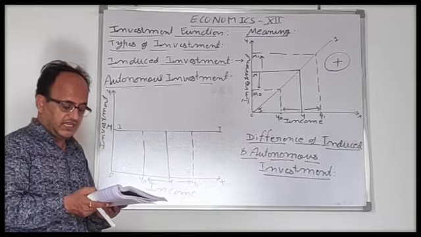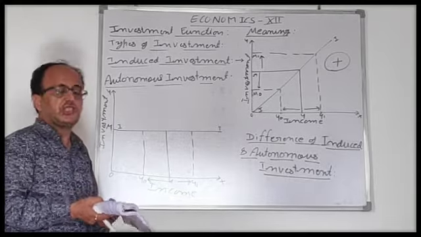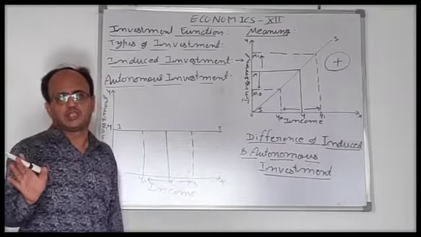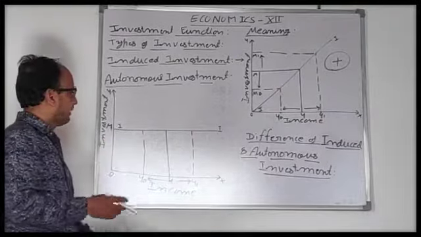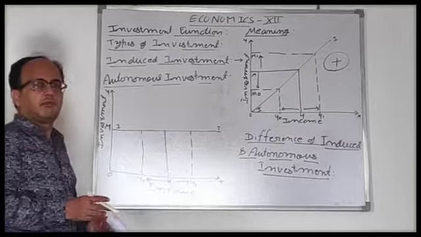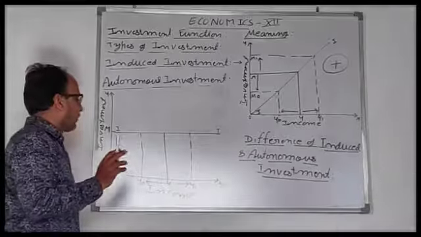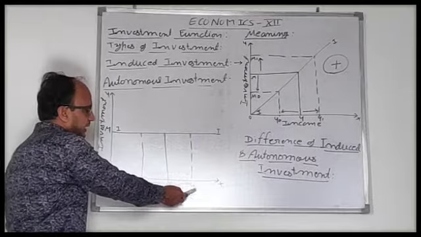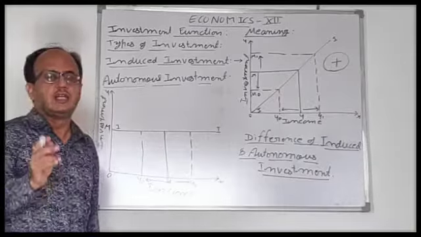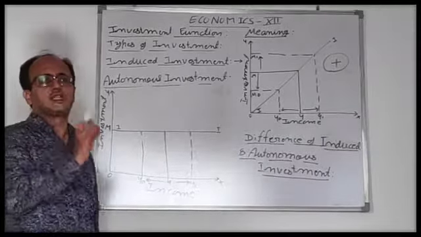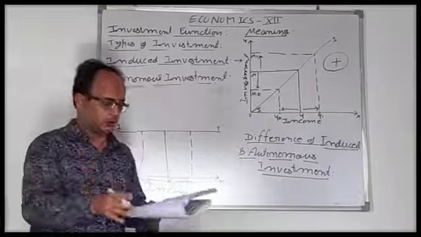Autonomous, it is unaffected by the change in income level or it's income inelastic. Either income increases or decreases, this investment remains constant. अगर हमारा इनकम बढ़ता है या कम होता है, इन इन्वेस्टमेंट में कोई चेंजेस नहीं आएगा। अगर हमारा इनकम बढ़ रहा है या कम हो रहा है, पर इन्वेस्टमेंट में कोई चेंजेस नहीं आ रहा, it is totally not related with the income level in the economy.